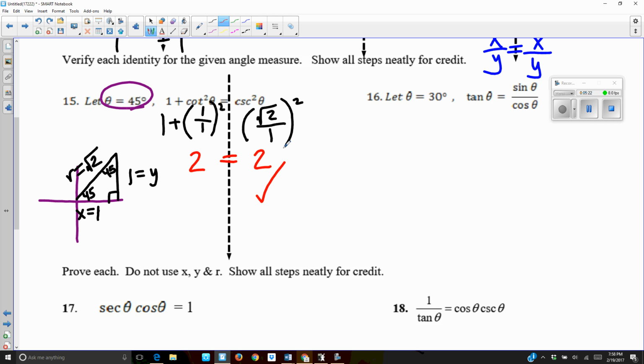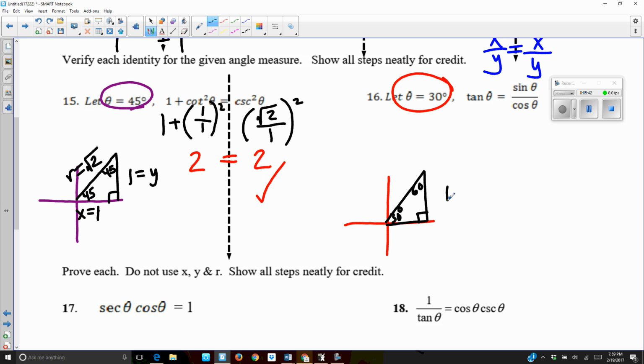Proof is done. We've shown the left side and the right side are equivalent. Number 16, similar, except this time the angle they give us is 30 degrees. So our reference angle's changed in this problem to 30. So it goes in the bottom left corner. And of course that makes this other angle 60.